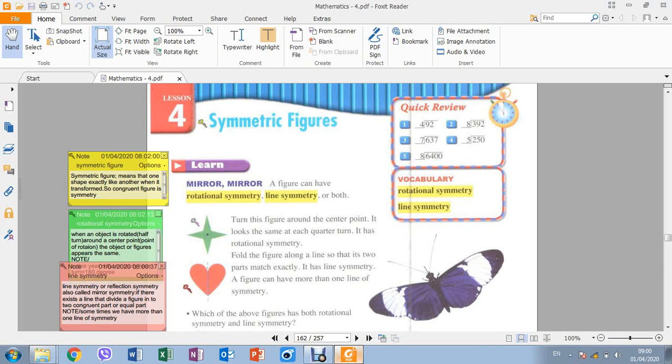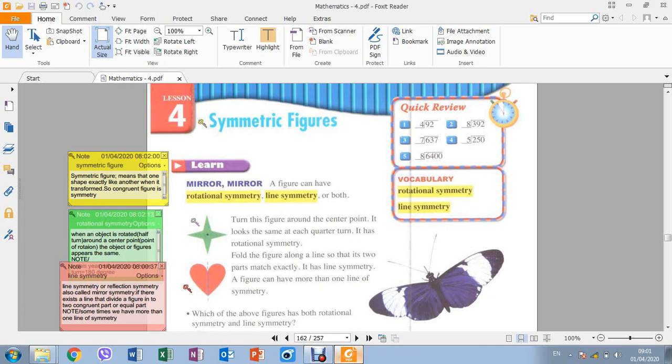Okay. Congruent figures are when we have figures with the same shape and the same color; nothing changes. We have two figures that are the same. This is called a congruent figure. And we talked about transformations.